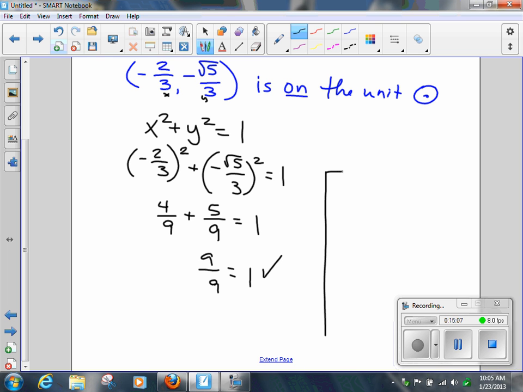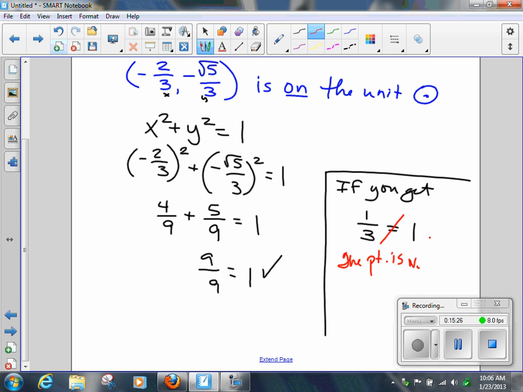Side note, if you get 1/3 equals 1, is that a true statement? No. So what's that mean? The point is not on the unit circle. Very good. Very good. Okay? Attaboy.